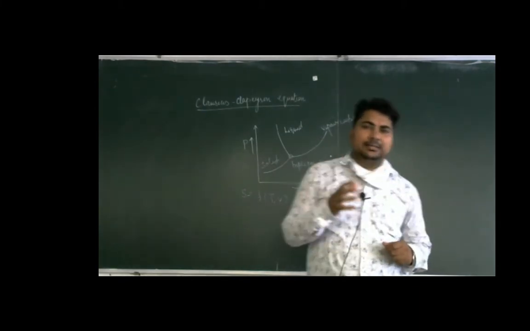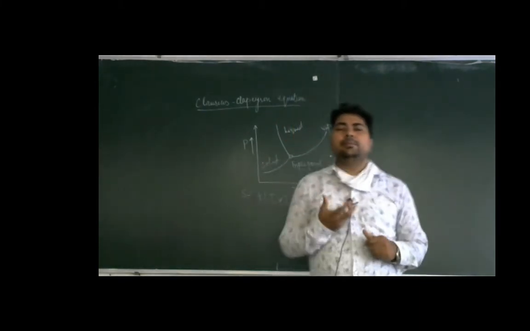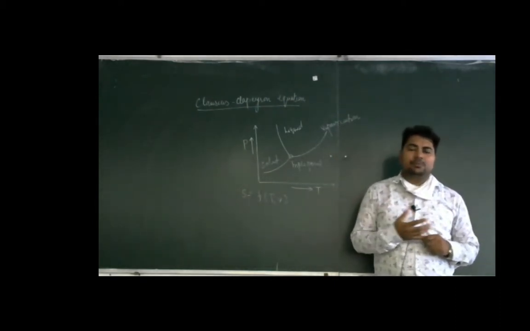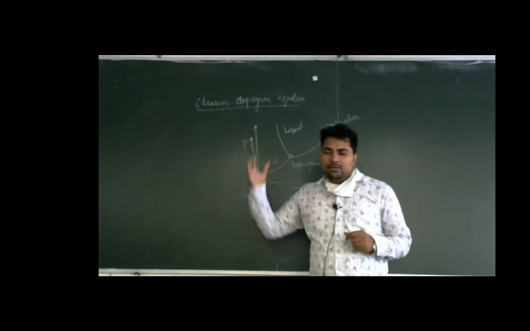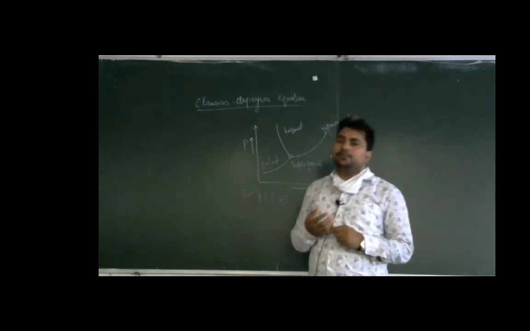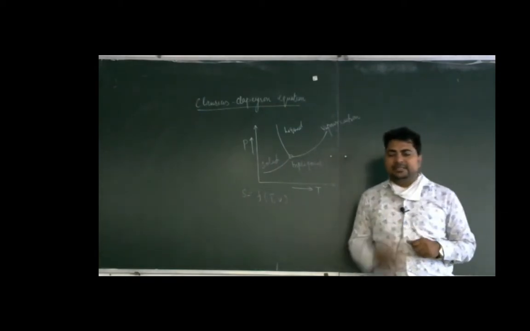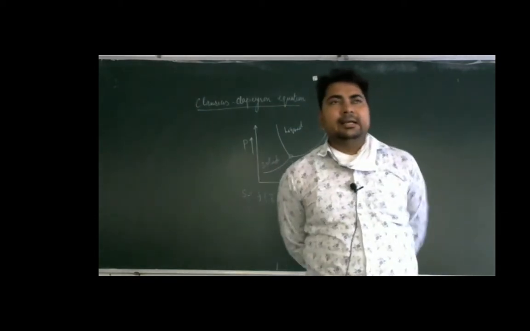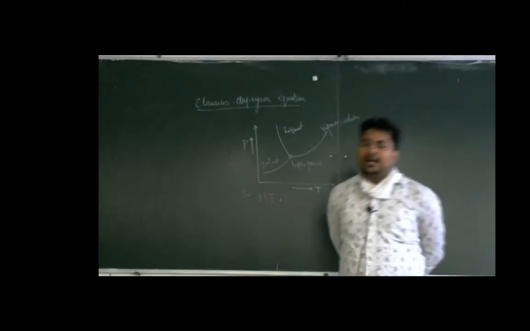Suppose that the normal temperature of the water is 20 to 25 degrees centigrade according to the atmospheric temperature, but when we reduce its temperature up to the freezing point, it means below 0 degree centigrade or 0 degree centigrade, that temperature is known as the ice temperature.